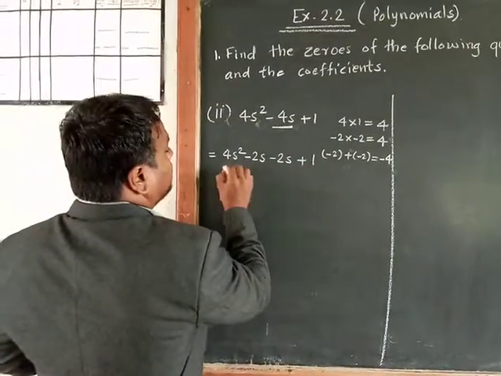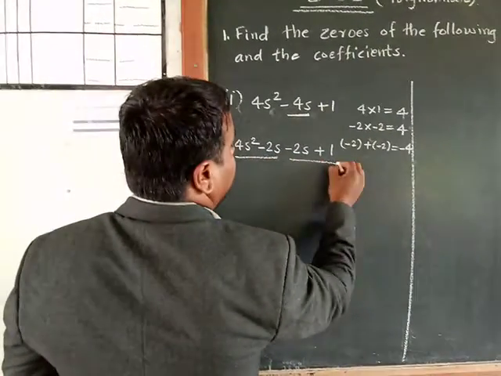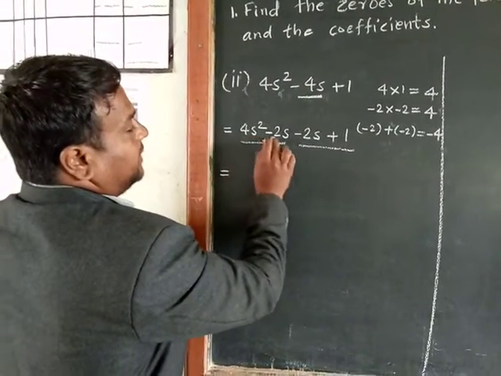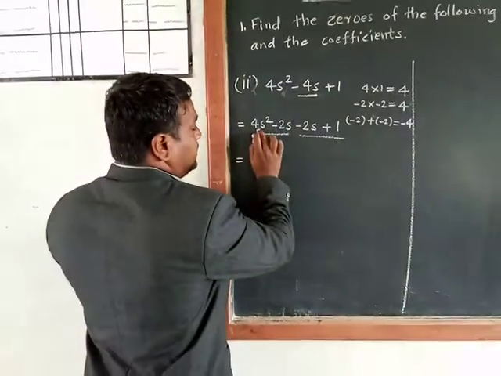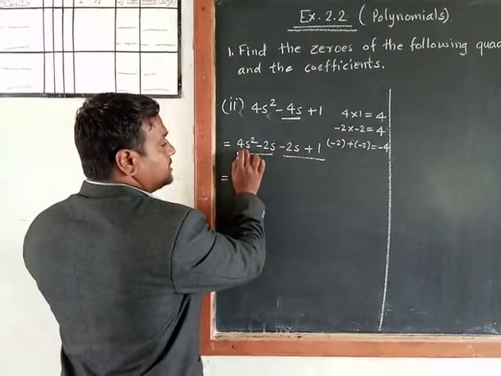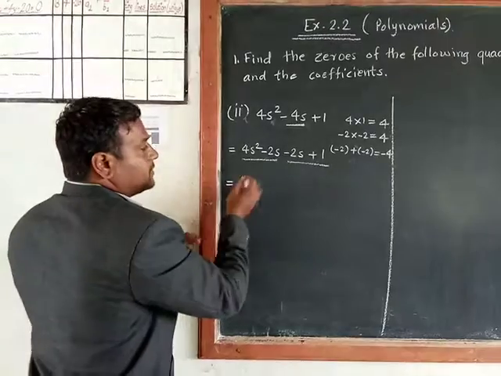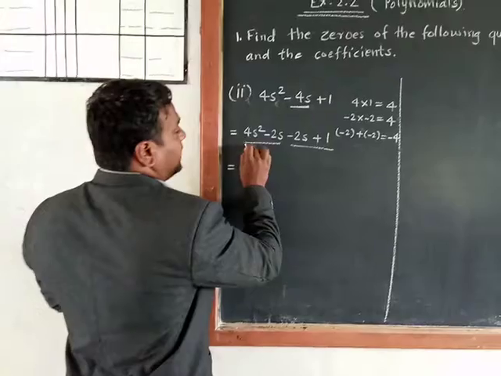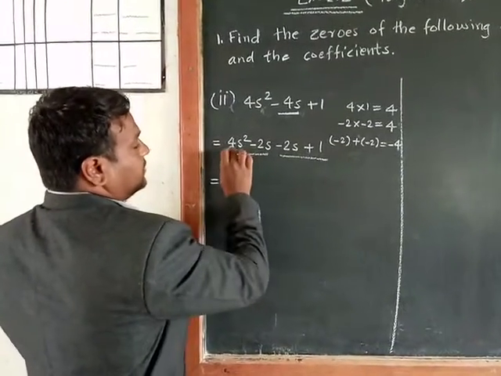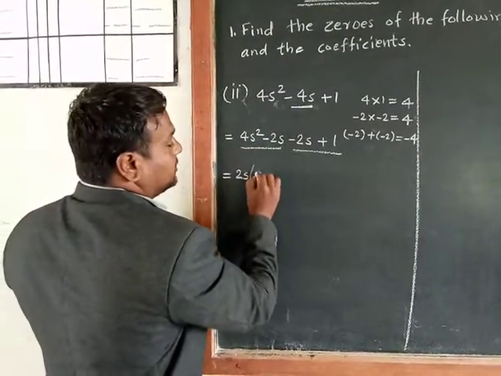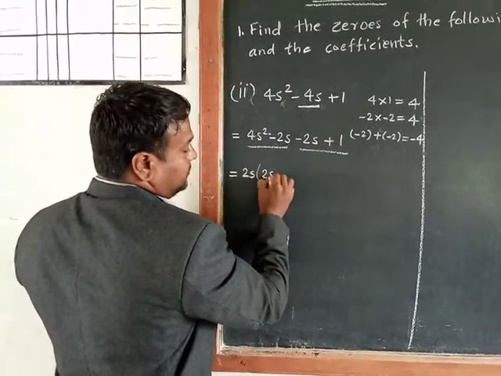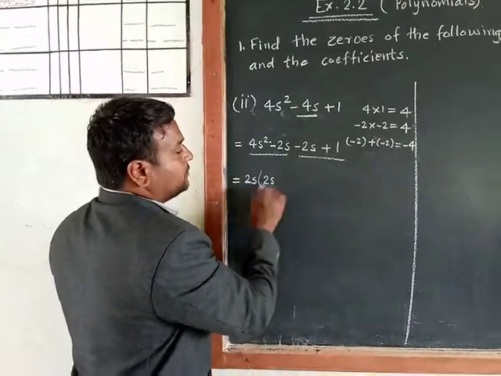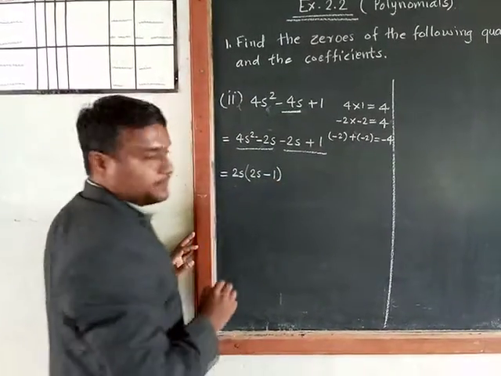Again we have to find the common factor between the terms. If we take these two terms, 4s square and minus 2s, we can take out 2s from both. So 2s is the common factor, and inside the bracket we get 2s from the first term, and from the second term, whole term taken out, we get minus 1.